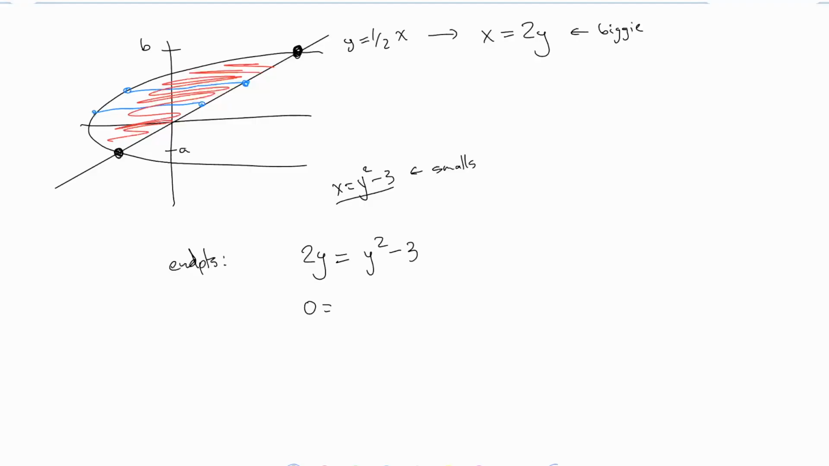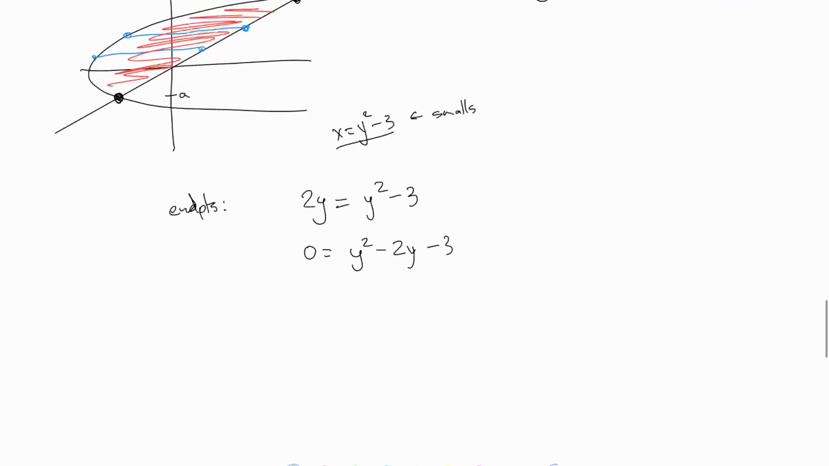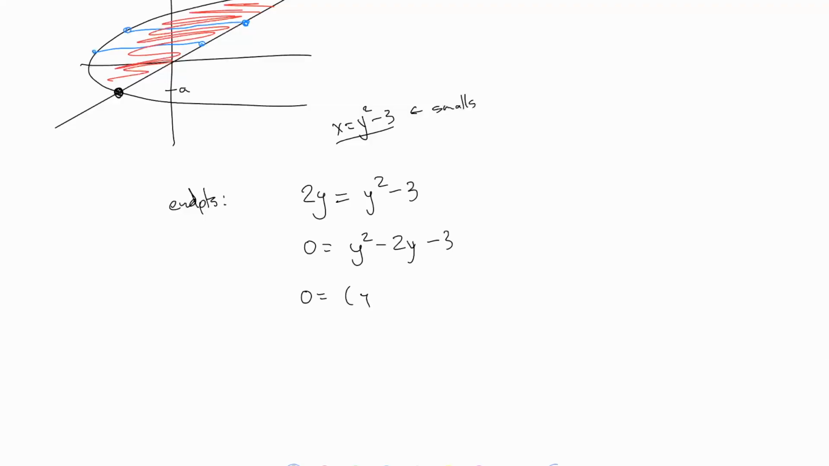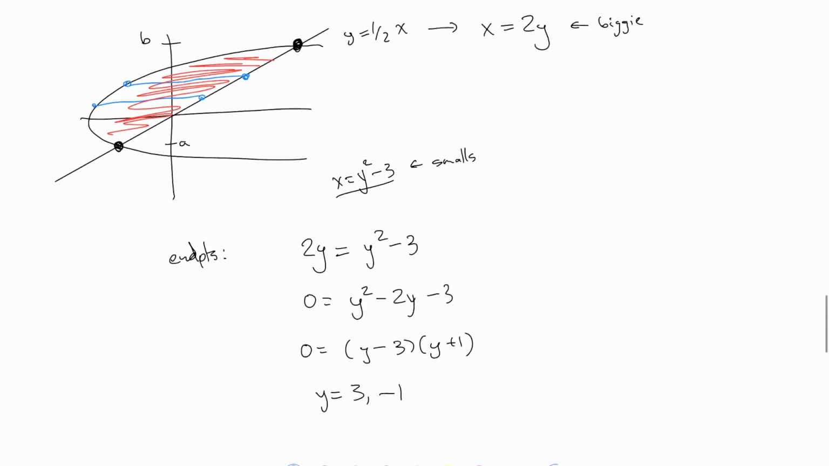I hope everybody remembers how to factor this kind of business, like so. And then this is y minus 3 and y plus 1. And so my solutions are 3 and negative 1, which looks reasonable on my picture, right? The a is minus 1, the b is 3. All right, so I think we have all of the correct ingredients to set it up.